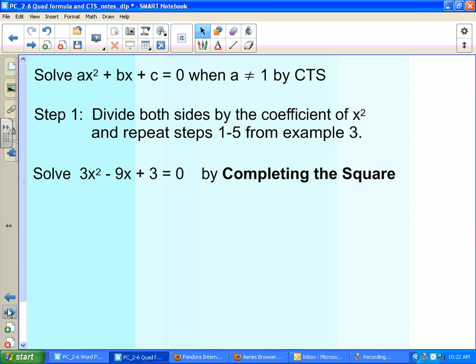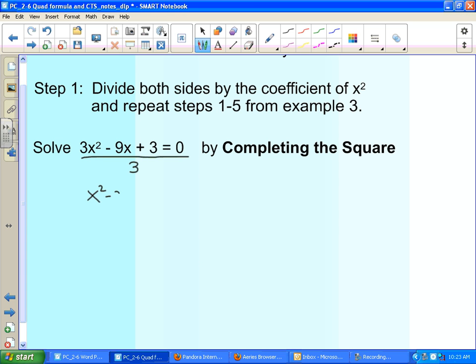So we will go ahead and start off by dividing both sides by the A term. So what is the A in this problem? Simon, wake up. What's the A in this problem? 3. So I'm going to take everything in this problem, and I'm going to divide it all by 3. So 3x squared over 3 just becomes x squared. 9x over 3 is now 3x. 3 over 3 is 1. 0 over 3 is 0. So there's our first step. So this now is x squared minus 3x plus 1 is equal to 0. Now you're ready to solve the problem just like we were with the last example.